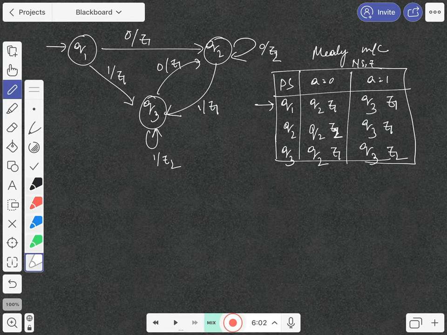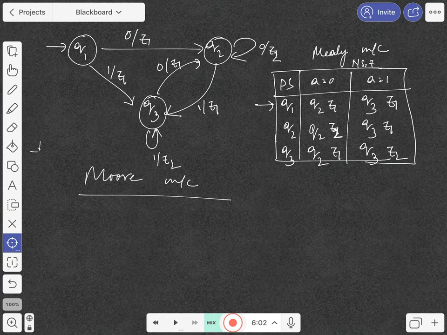Okay, now to convert to the Moore machine, what are the things that I have to take care of? I have to check whether all the states are producing the same output. Now let us check it. For Q1, no output is specified, since it is an initial state and I am not giving any input, so there should not be any output. So I can write the output as phi or I cannot write anything.